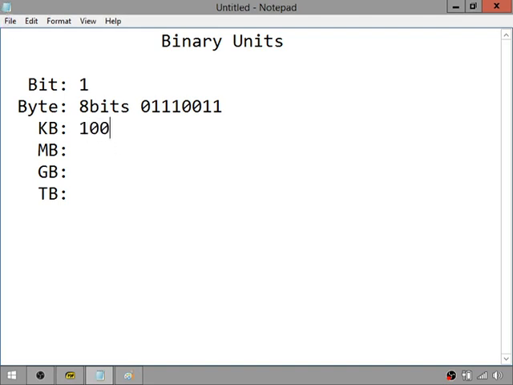Kilobytes, well that's just 1,000 bytes. A megabyte is just 1,000 kilobytes. A gigabyte is 1,000 megabytes. And a terabyte is 1,000 gigabytes.